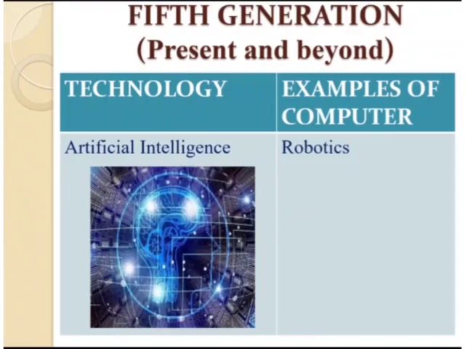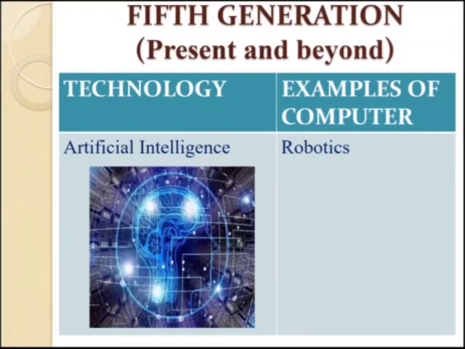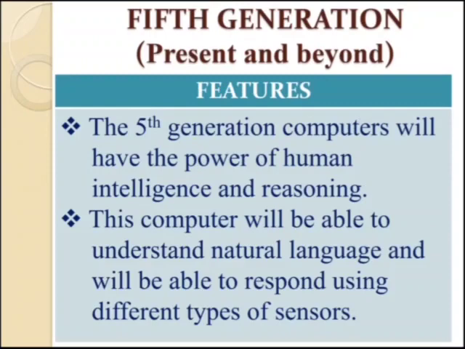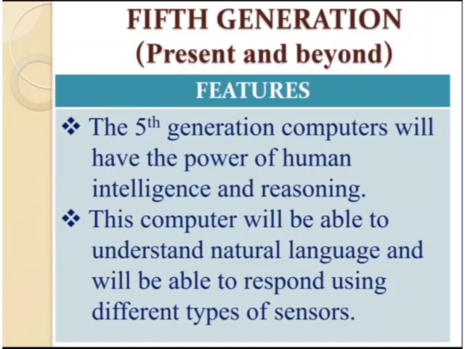An example of the fifth generation computer is robotics. Robots. Have you ever seen robots on TV or computer? Students, as you all know, nowadays robots can do many works like a human. The fifth generation computer will have the power of human intelligence and reasoning. The advantage of these computers will be that they will be able to understand spoken words. Spoken words means natural languages which we are using in our everyday life, and they will be able to respond using different senses.